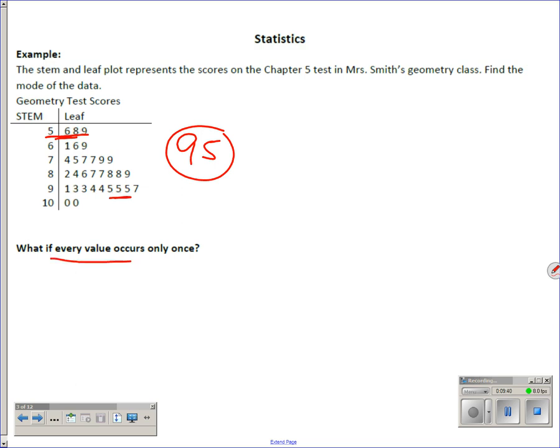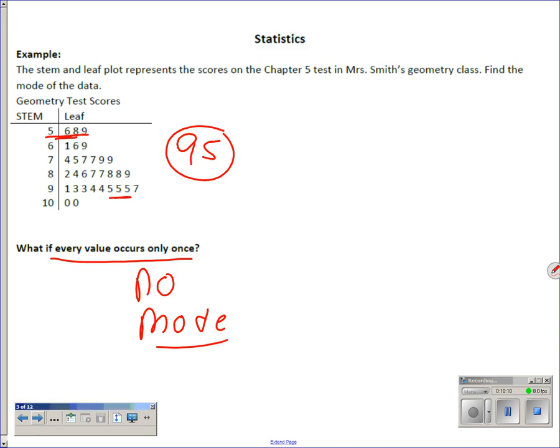What if every value occurs only once? Do we have a mode? No. So it is possible for us to have no mode. All right, unless we have a single number that occurs more often than any other number, we don't have a mode. Okay, but we will always have a mean and median. So that's your center. That's how you describe center. Any questions about that at all? Any questions about the center?